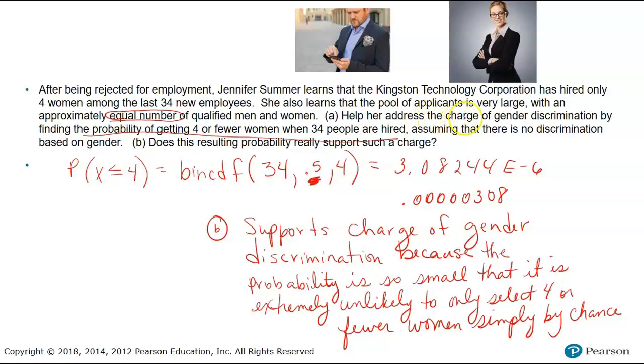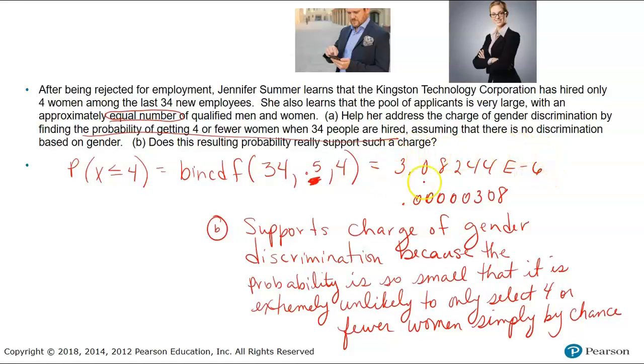So it says help her address the charge of gender discrimination by finding the probability of getting 4 or fewer women when 34 people are hired. Okay, so if 34 people are hired, what's the probability of getting 4 or fewer? So x less than or equal to 4. So that's just going to be a binomial CDF. We don't have the 1 minus here. We'll use 0.5 for the probability, and we'll see that we get this as our answer.